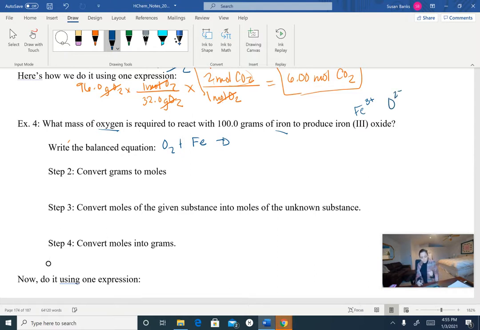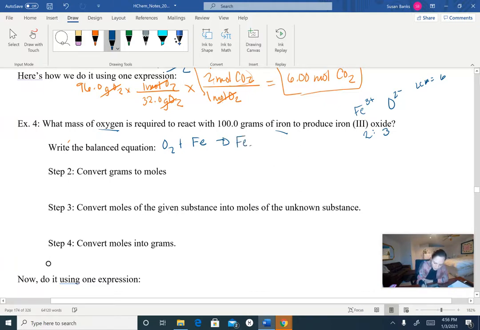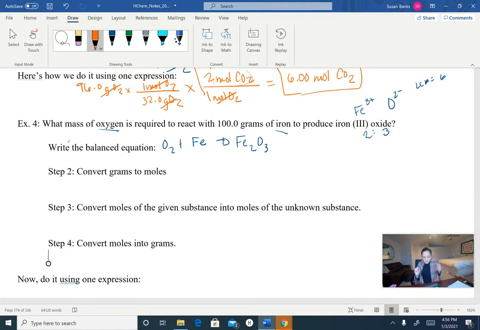Okay, so what ratio do I need to put these in? The least common multiple between 3 and 2 is 6. So that means I'm going to need 2 irons and I'm going to need 3 oxygens to get to charges of +6 and -6 respectively. So 2 irons and 3 oxygens. Now, notice there's our skeleton equation.